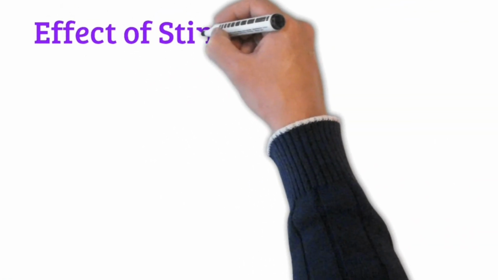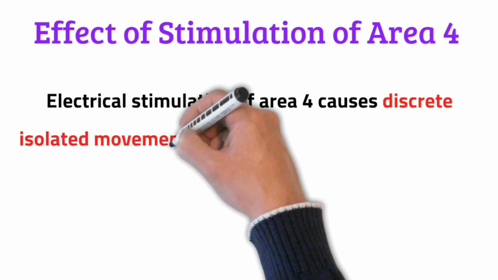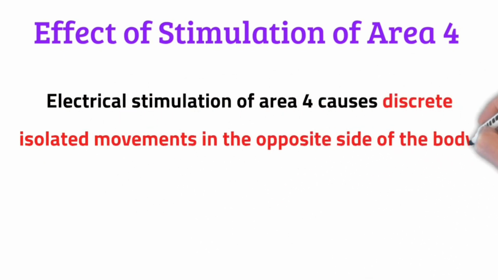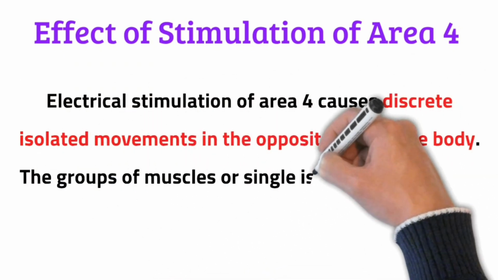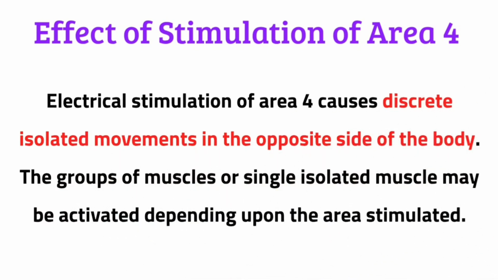Now, effect of stimulation of area 4. Electrical stimulation of area 4 causes discrete isolated movements in the opposite side of the body. The groups of muscles or single isolated muscle may be activated depending upon the area stimulated.